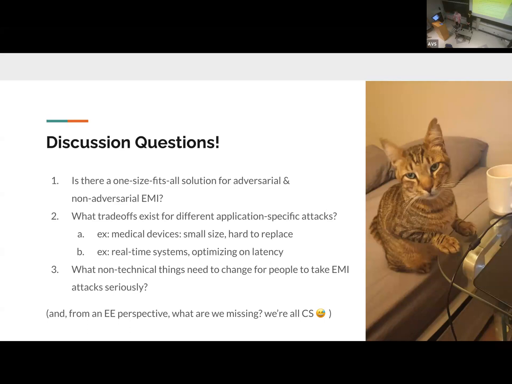We should attack them to get it more seriously. All right. So any questions from the audience?